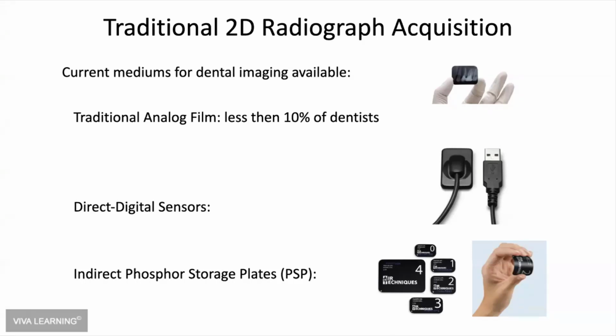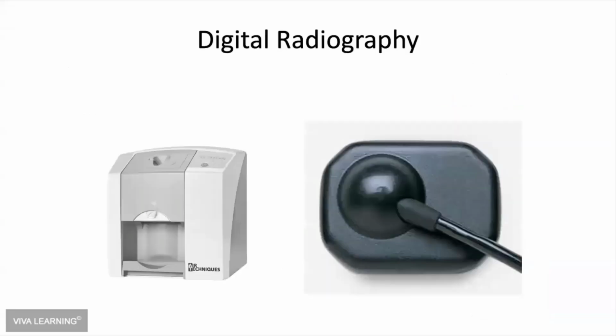Then we have our direct digital sensors, and then we have indirect, which is phosphor plate systems. I have had both in my office. I continue to have both in my office. We started with phosphor plates many, many years ago. And obviously we've transitioned to sensors, but we still maintain a phosphor plate working in the office because we want those just in case, and you'll see why later.